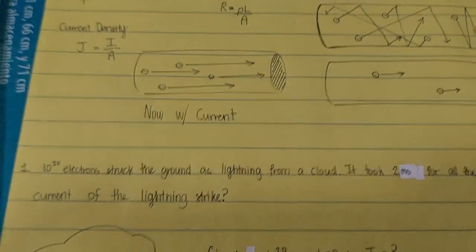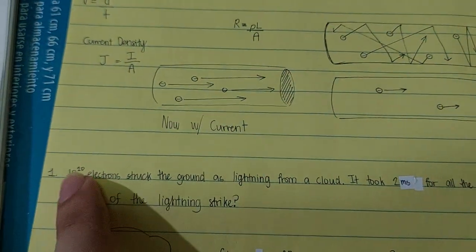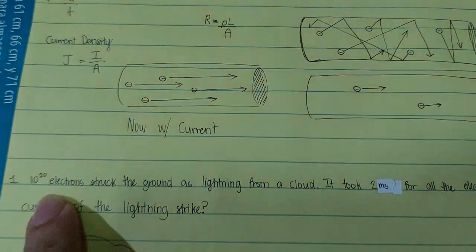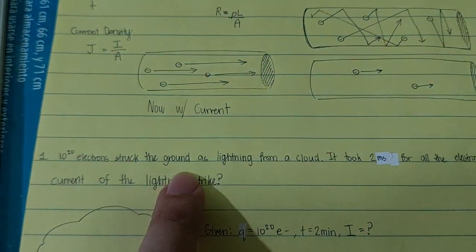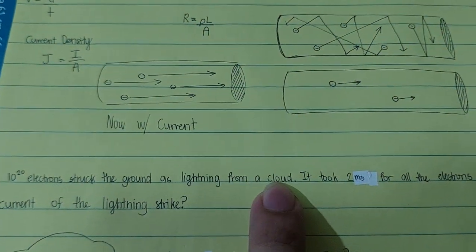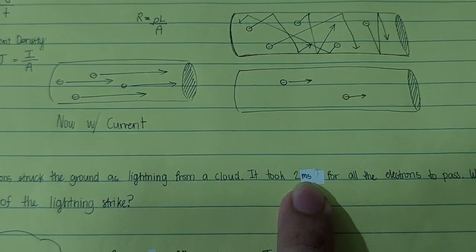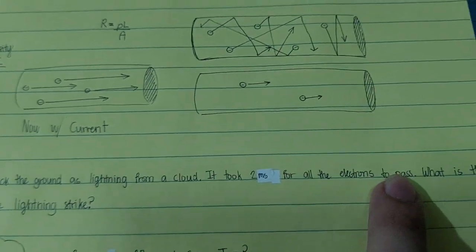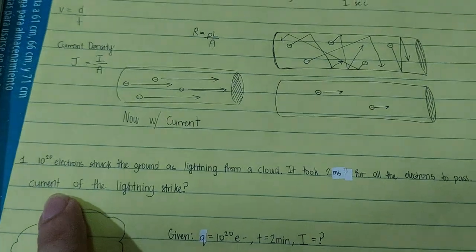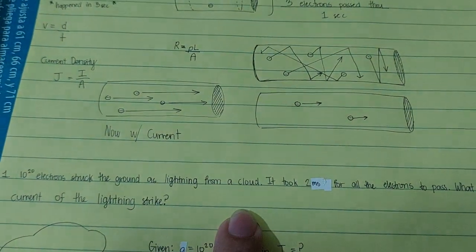Okay, so for our first problem, 10 to the 20 electrons, that's a lot of electrons by the way, struck the ground as lightning from a cloud. It took 2 milliseconds, ms, for all the electrons to pass. What is the current of the lightning strike?